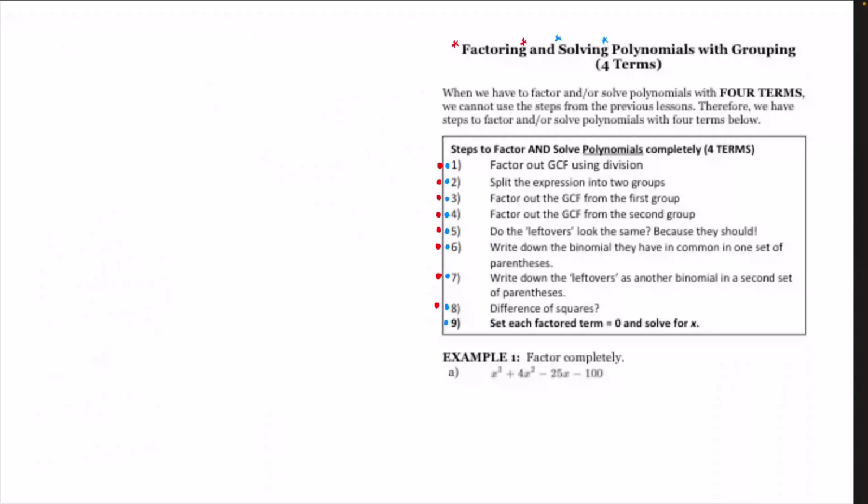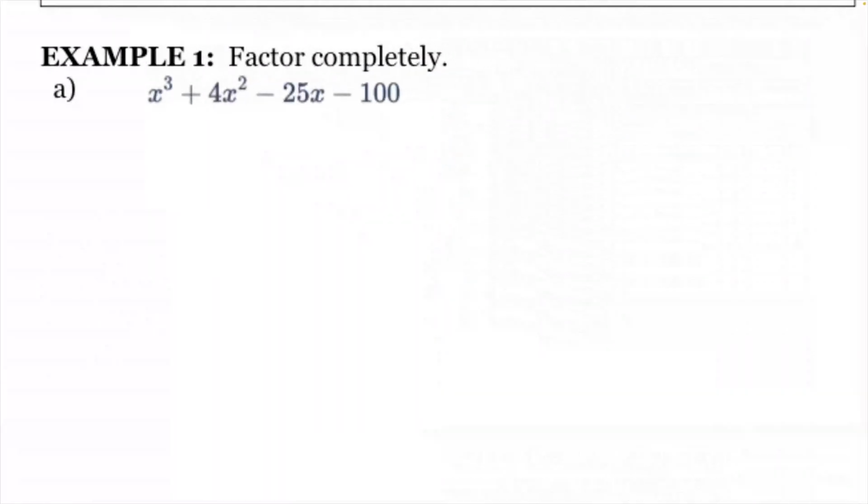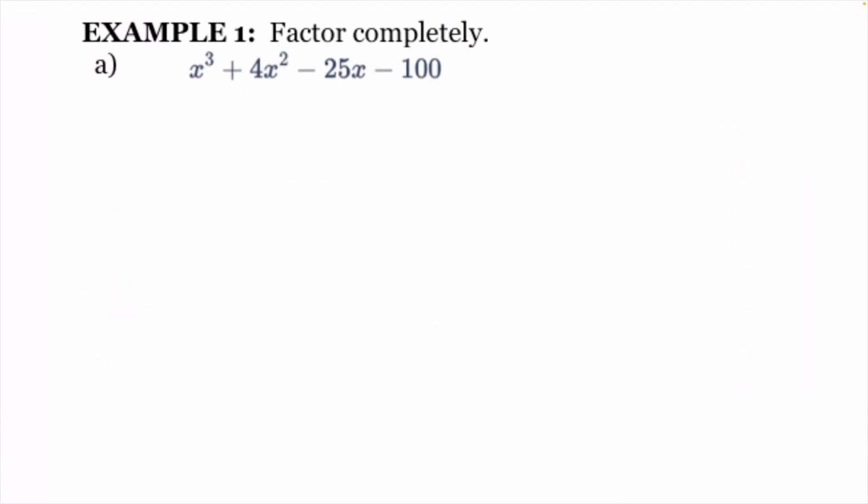Okay, so when we have 4 terms, right? We've got 4 terms here. It's not a binomial, it's not a trinomial, it's a polynomial. It's the only way to describe it. So we have 1x³, then we have positive 4x², negative 25x, and negative 100.